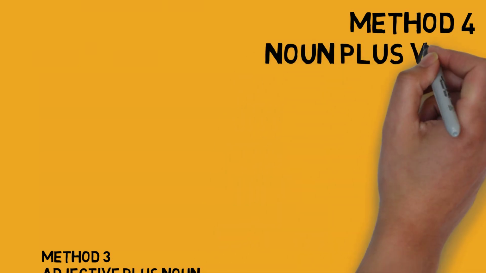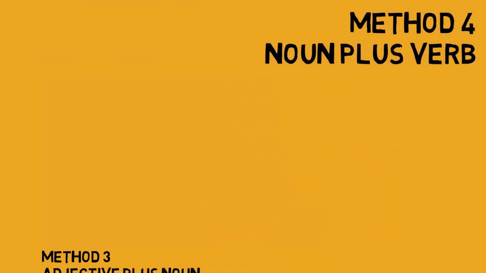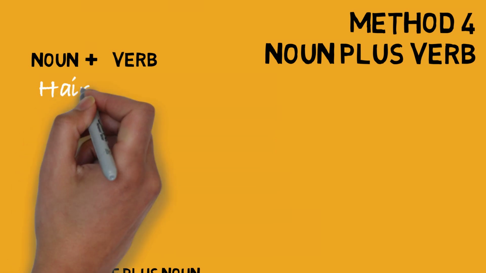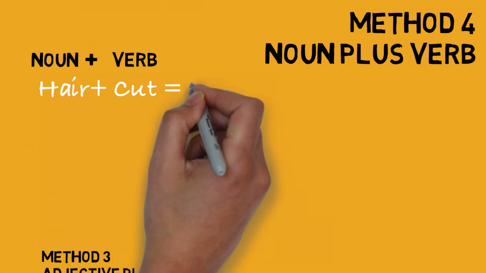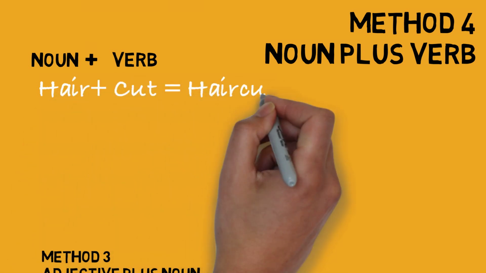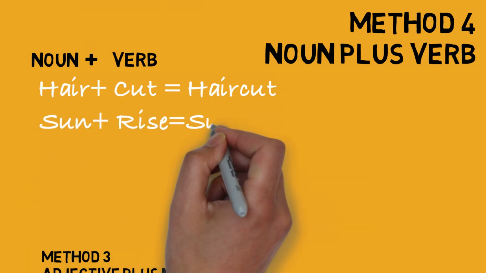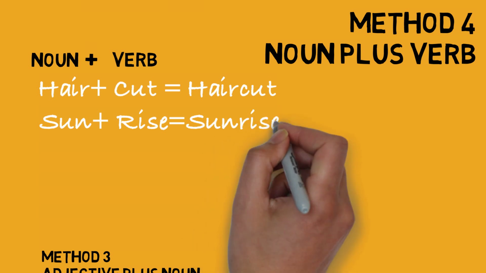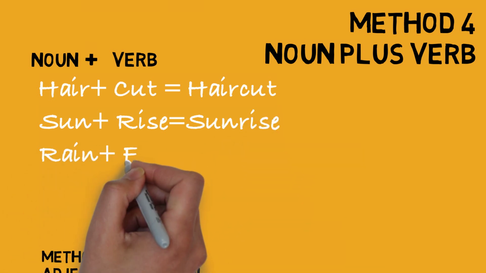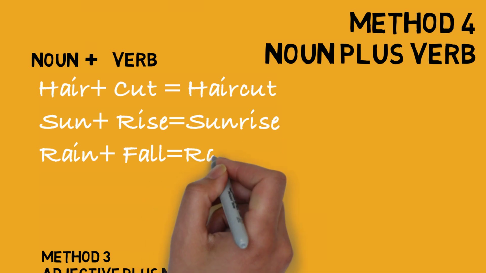Cara keempat untuk membentuk compound nouns adalah dengan menggabungkan nama dan kata kerja. In the next example, we see how nouns and verbs combine to make new words. For example, hair plus cut. Hair is a noun, cut is a verb. Together they form haircut. Sun, a noun, rise, a verb. Together they form sunrise, a new word.